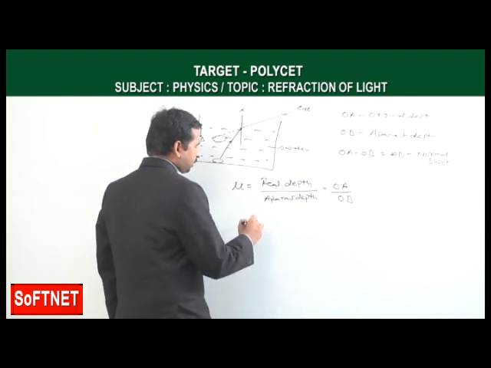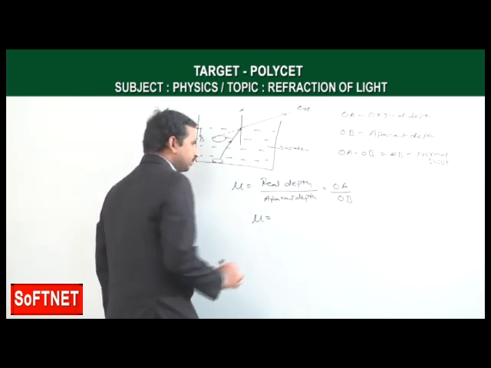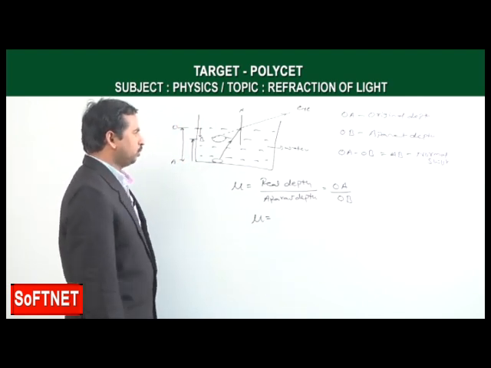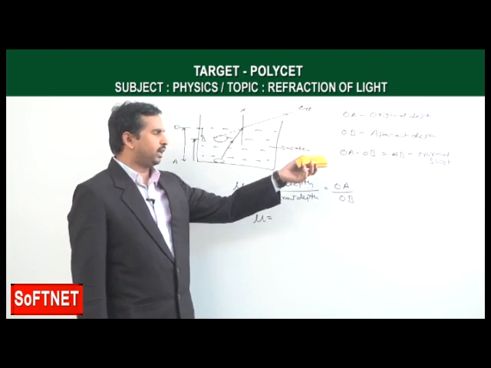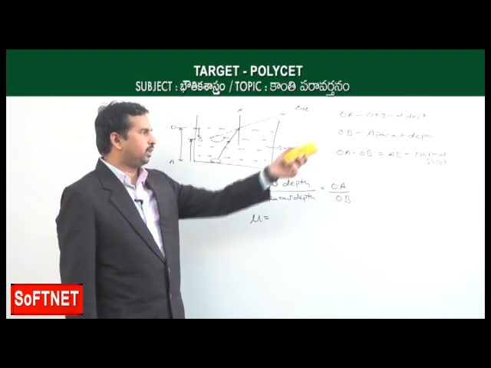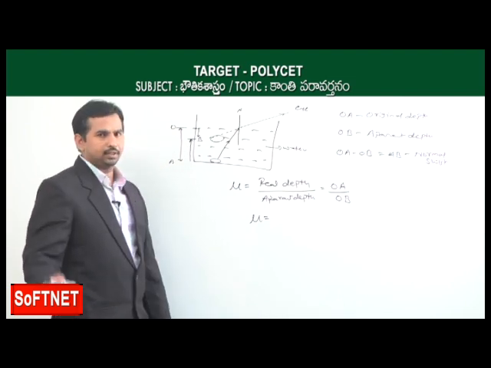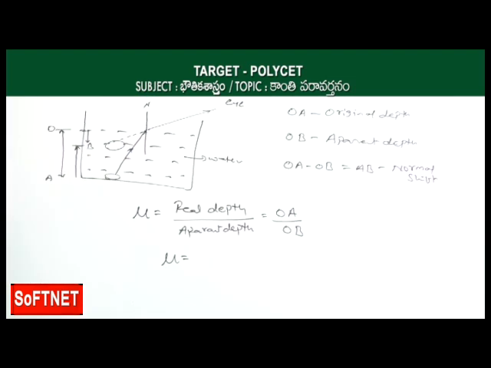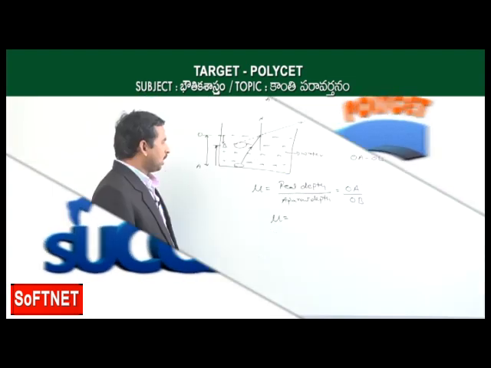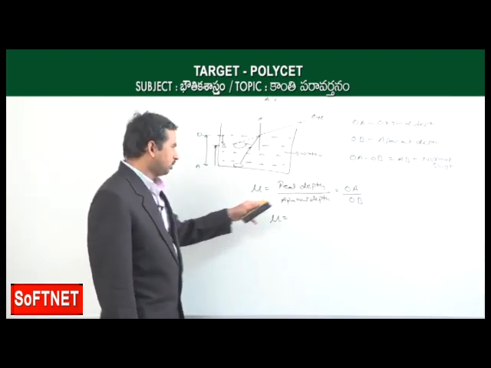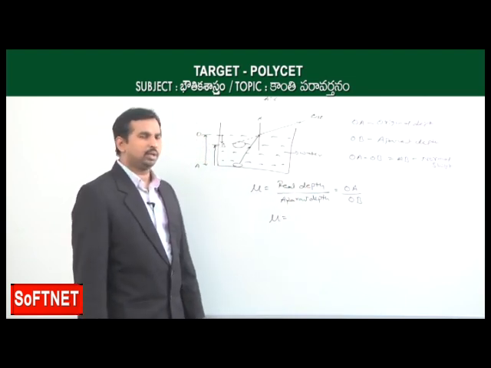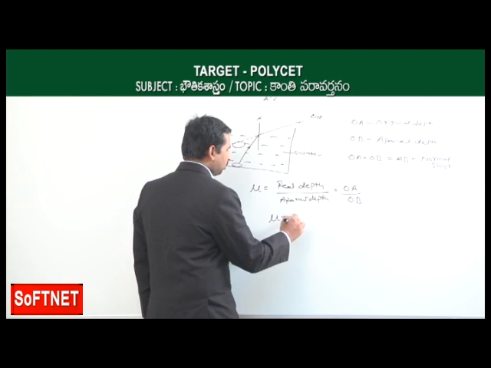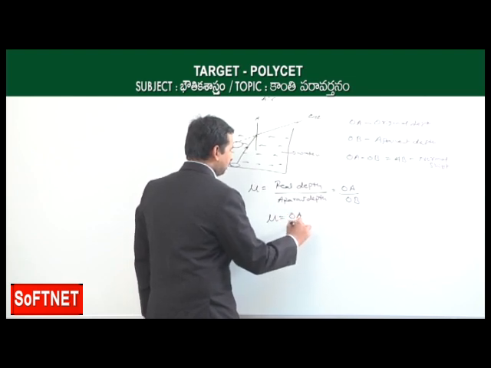Then the refractive index mu is equal to OA by OB, and our normal shift is OA minus OB, which is AB, given there. As the refractive index mu is equal to real depth by apparent depth, we got OA by OB. So mu is equal to OA by OB.